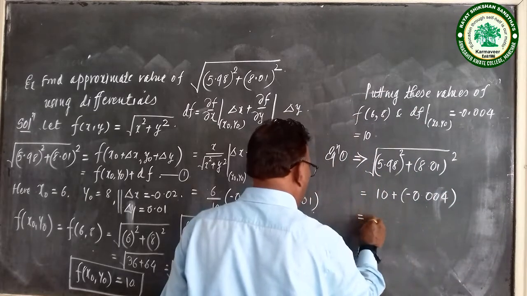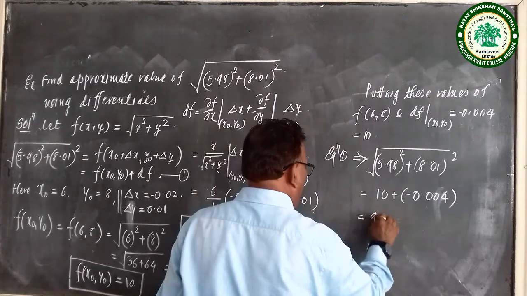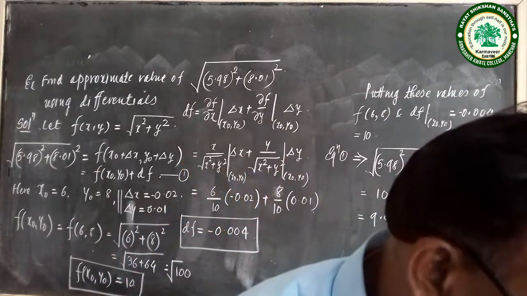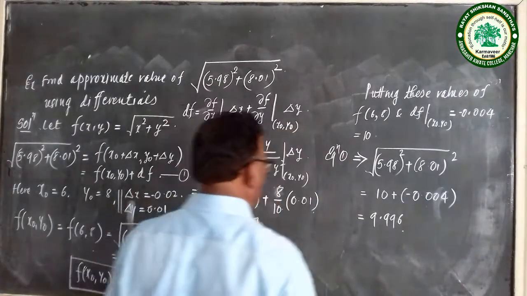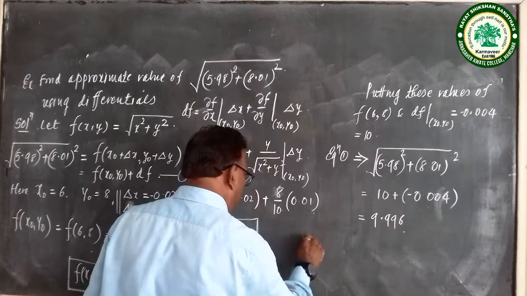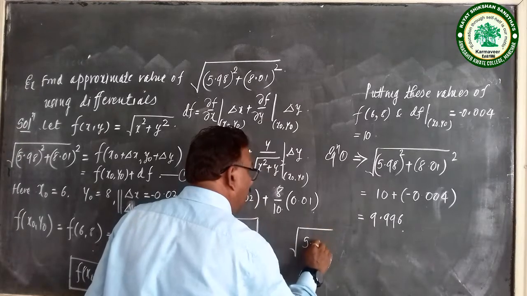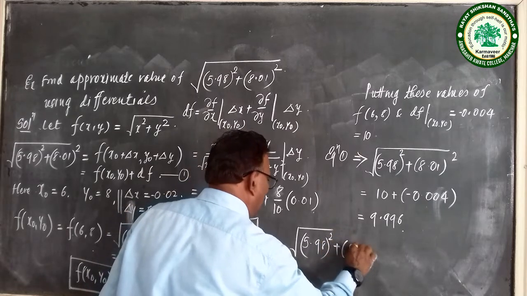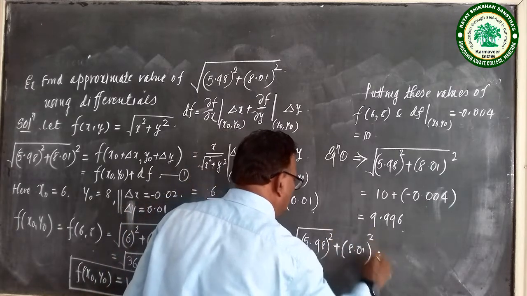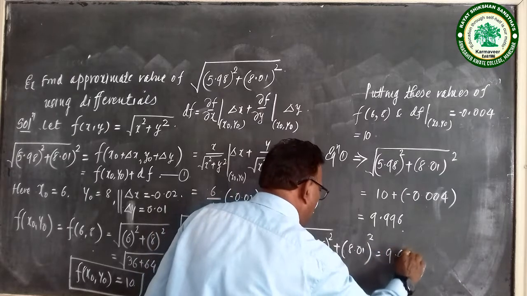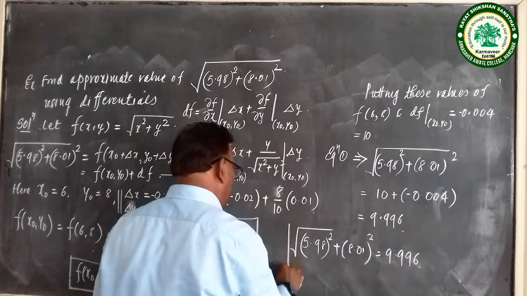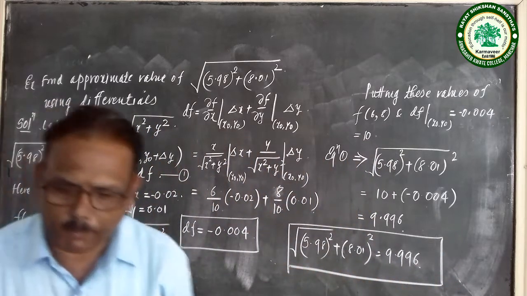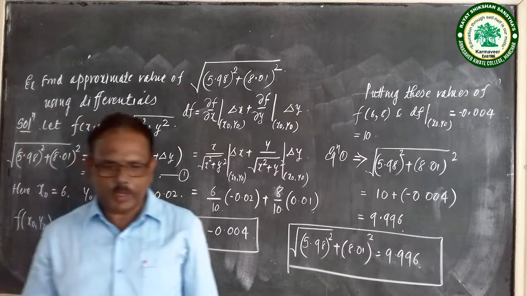Which is equal to 9.996. This is your required answer. This is an approximate value. Therefore, root of (5.98)² + (8.01)² is equal to 9.996. This is your answer. Such types of problems will be asked in the exam for 5 marks. Okay, thank you.